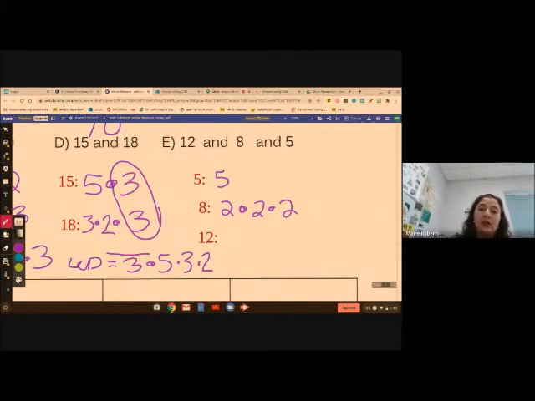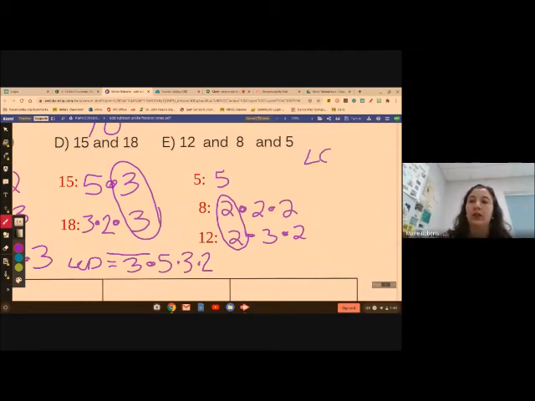Then 12, you can do 2 times 6, or you can do 4 times 3. It doesn't matter. We're going to get the same prime factors when we're done. So 2 times 6. 6 is not prime, so we're going to break 6 down into 3 times 2. So now this one is definitely a little bit harder. We're going to have some shared factors here. Let's see. We share 2. We share anything else? Nope, we don't share anything else.